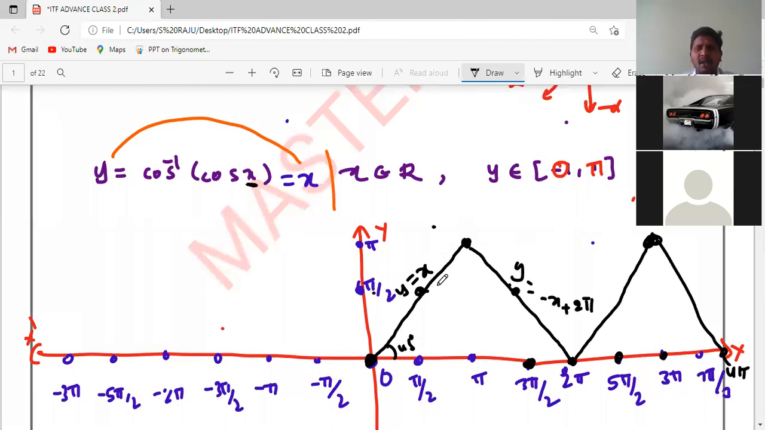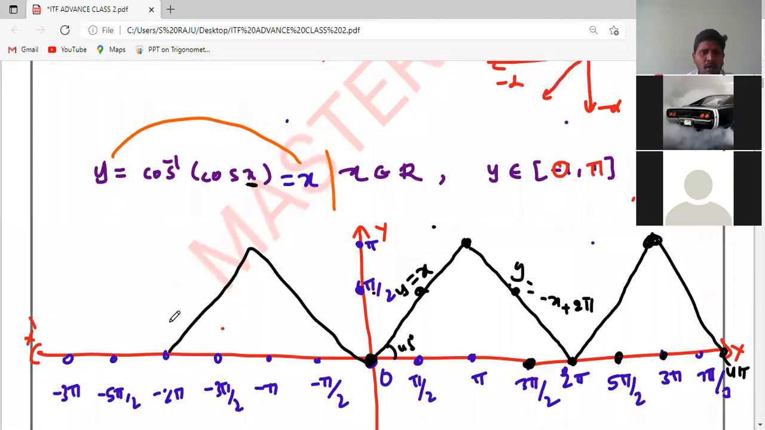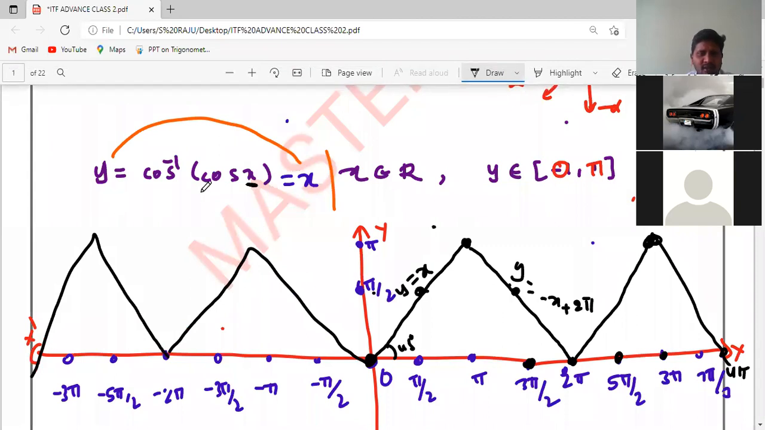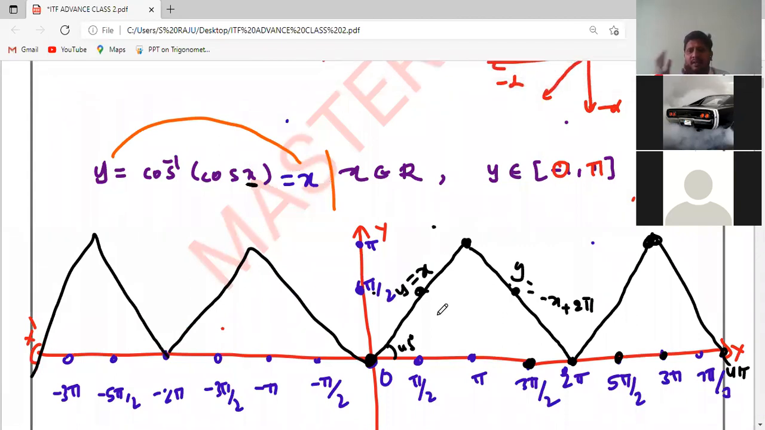It is a periodic function. Look here: for every 2 pi it repeats. So 0 to 2 pi, again 2 pi to 4 pi, we are getting the same loop. Here also, 0 to minus 2 pi, we get the same. So this is the graphical representation; it is a periodic function, repeating for every 2 pi. So what is the period here? 2 pi.